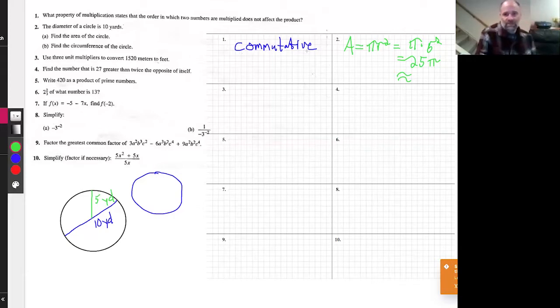Shoot, am I recording? I am recording, right? I am recording. Yeah, 78.5.